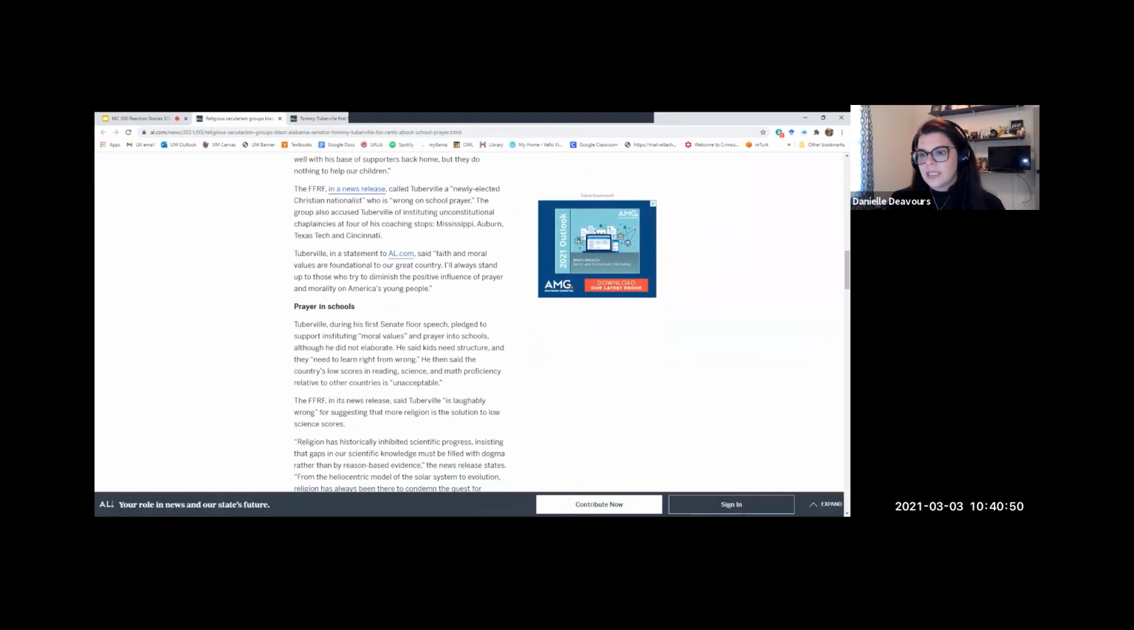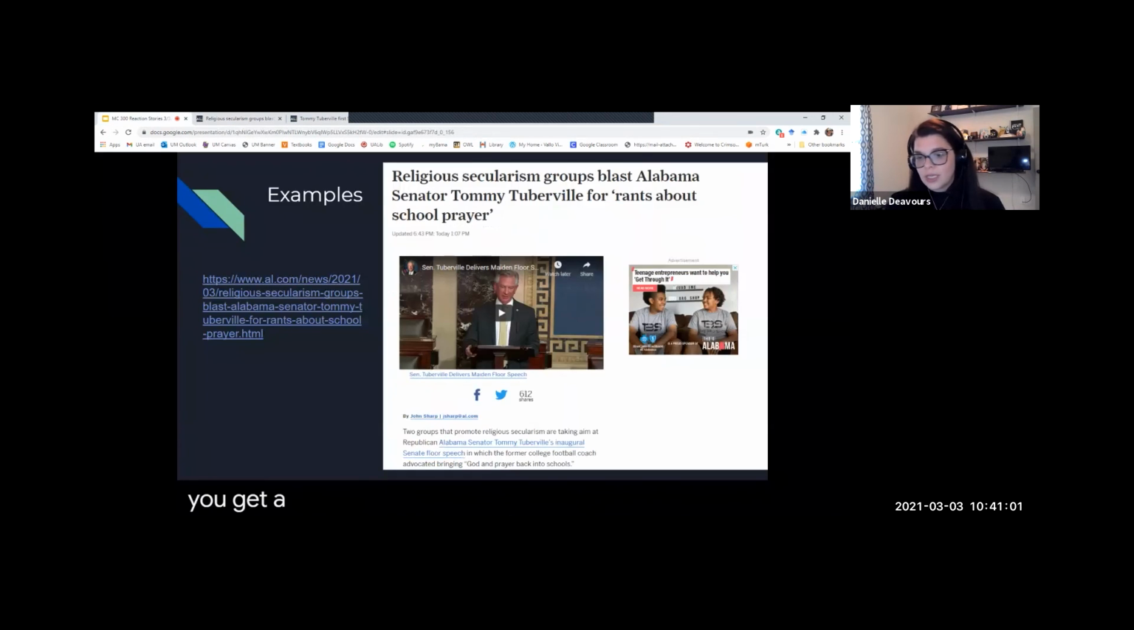So you can notice that they get a statement from Tuberville, who is the source of conflict here. They also get those that are against Tuberville's statements. So you get a full picture of what is going on in terms of reaction here.